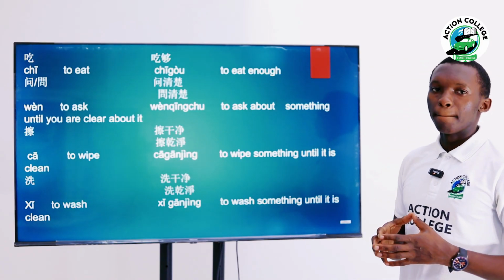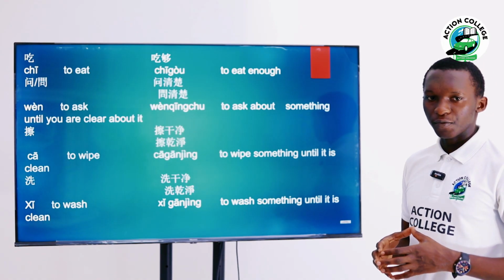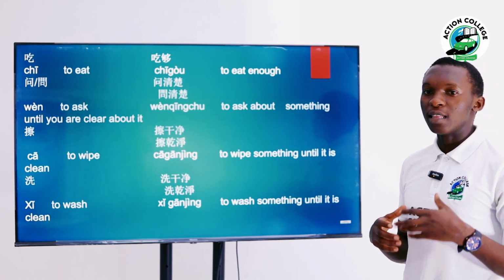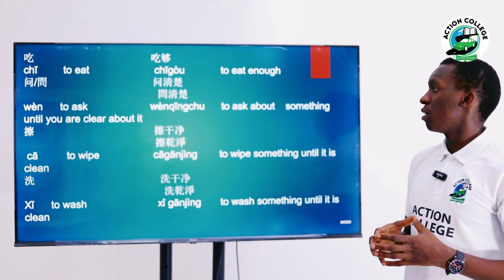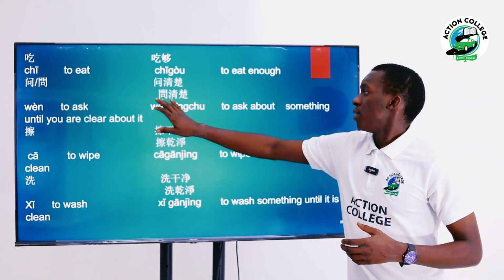Wen is to ask. Sometimes you ask something and you get the explanations, but at the end you understand or you don't understand. To show that you understood what you were asking about, say 问清楚.